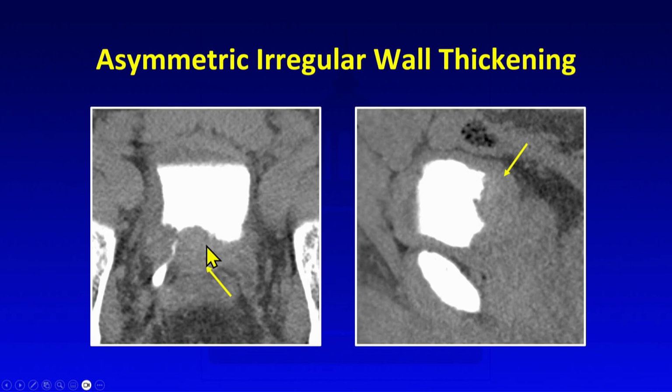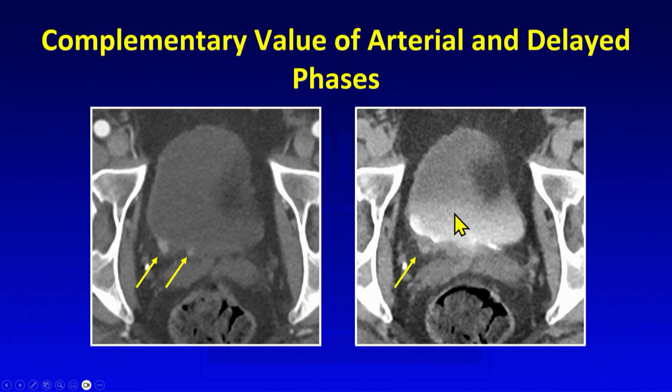And this presentation is more of that asymmetric irregular wall thickening. So here we can see the right distal ureter coming in on the delayed phase. It's very narrowed at the orifice with this asymmetric irregular soft tissue thickening along the posterior bladder wall. And I like this case because it really shows how the arterial phase and the delay phase really complement each other. Normally, we are so used to looking for filling defects on the delayed phase, but honestly, it's very difficult to appreciate the asymmetric wall thickening along this posterior bladder wall.